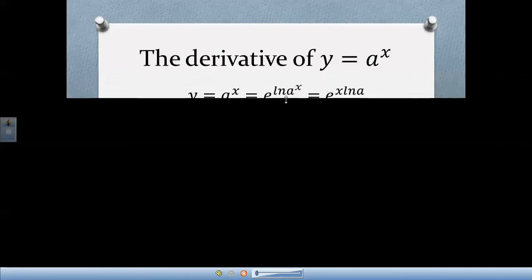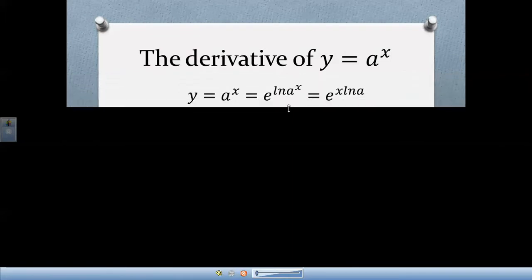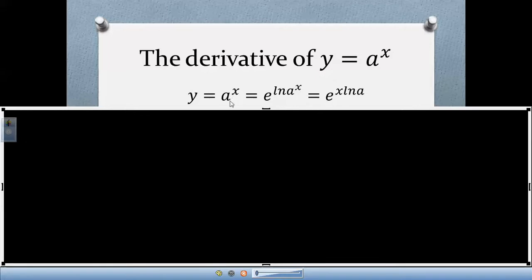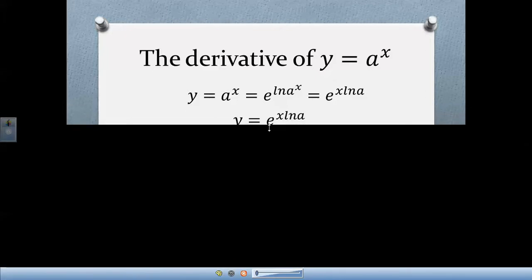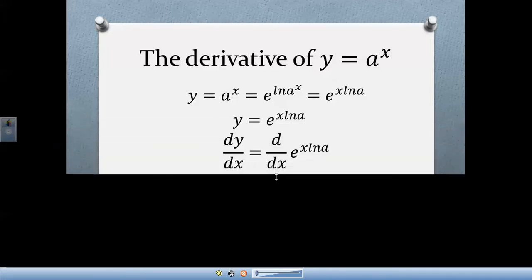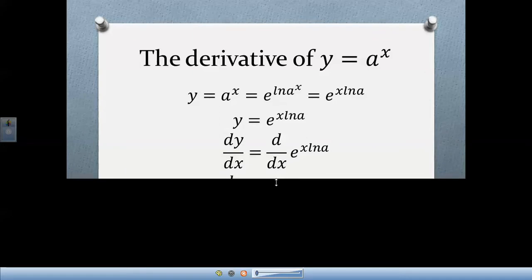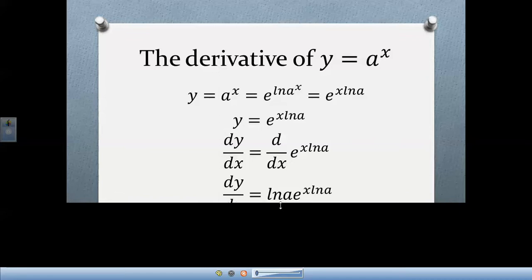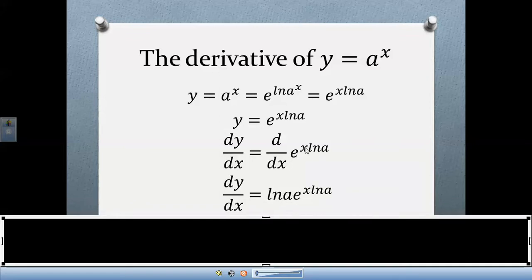So notice this is just what we talked about. We're going to take our exponential a to the x and work with it in this form, since we already have a rule for the derivative of e to the x. So we're going to take the derivative of this guy, the derivative of e to the x natural log of a. We know the derivative of e to the x is e to the x, so that's all of our e to the u, and then the derivative of e to the u.